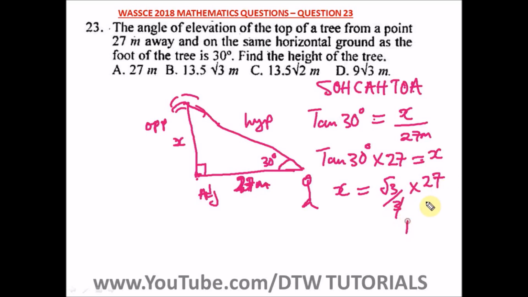So from here, 3 will cancel 1. 3 in 27 will go how many times? 9 times. So we have X is equal to 9 root 3 meters. So this is our answer. X is equal to 9 root 3 meters, and our right option here is option D.